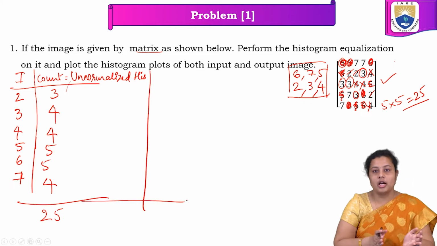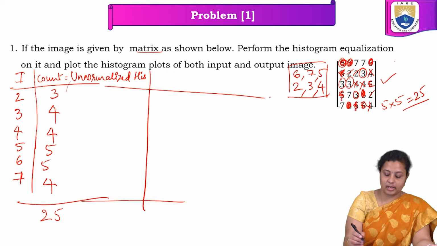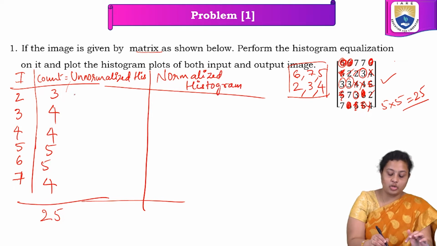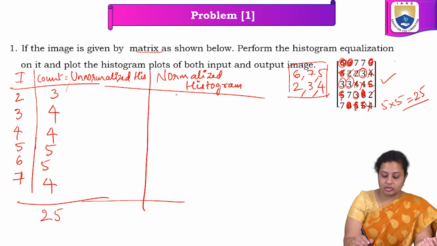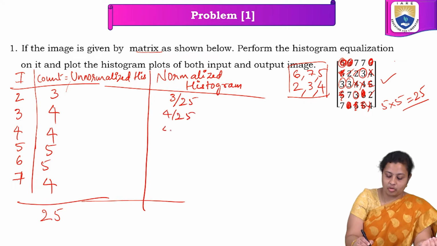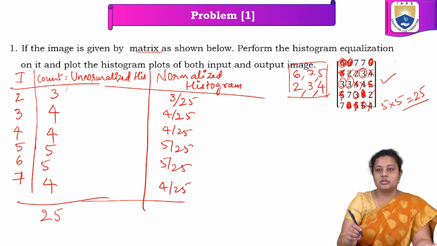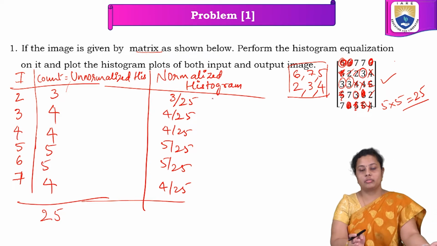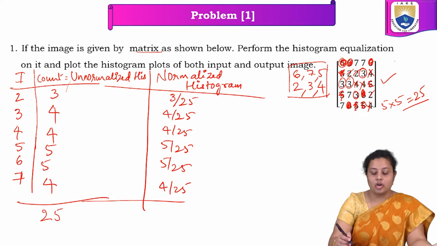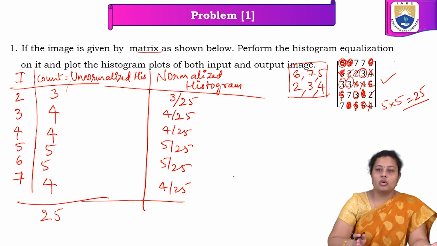Now this is my unnormalized histogram. Now we have to calculate the normalized histogram. How do we do this? It is the count divided by the total number of pixels. So that is 3 by 25, 4 by 25, 4 by 25, 5 by 25, 5 by 25, 4 by 25. This is the probability, also called the normalized histogram.